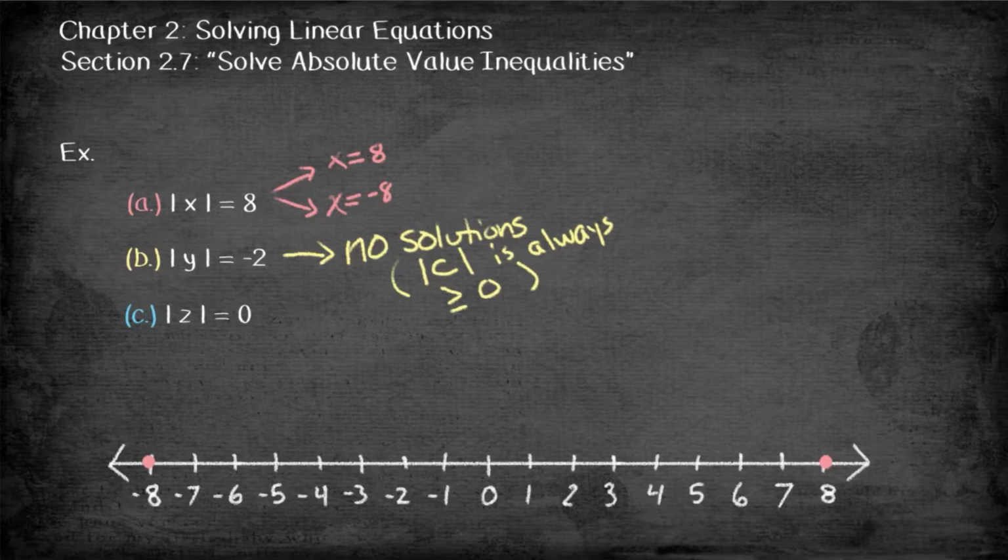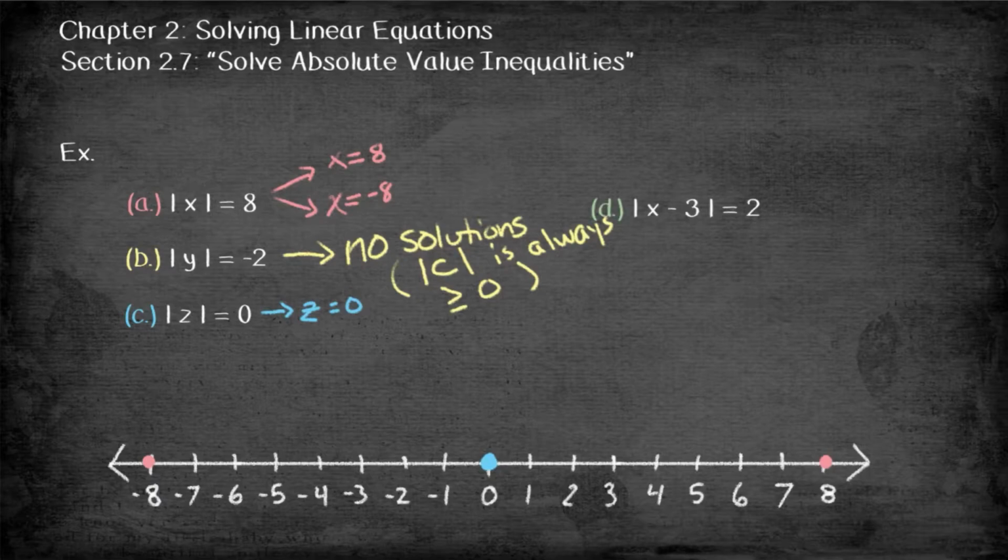What about absolute value of z equals 0? Well, there's only one number it could be. So these are pretty much the three outcomes you could see. Either you get two solutions, you have no solution, or you just have one solution in the event that you have something like absolute value equals 0.